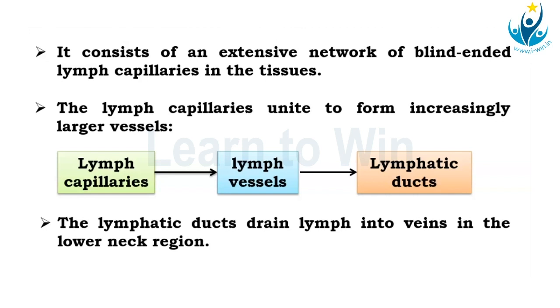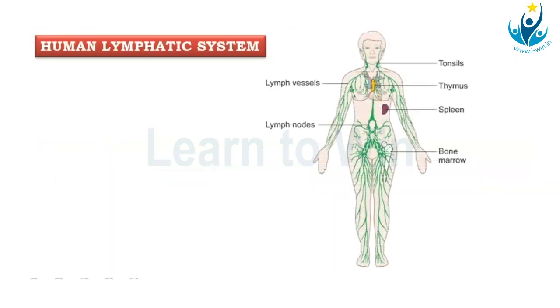So lymph is first collected by the lymph capillaries, and the lymph capillaries join the lymph vessels, so it moves into the lymph vessels. The lymph vessels open into lymph ducts, and the lymphatic ducts drain the lymph into the veins of the lower neck region. So this is how it will be. If you can see here, these are the lymph nodes, the nodular structures present at various places in the body, and these green colors are the lymph vessels that are present throughout our body.